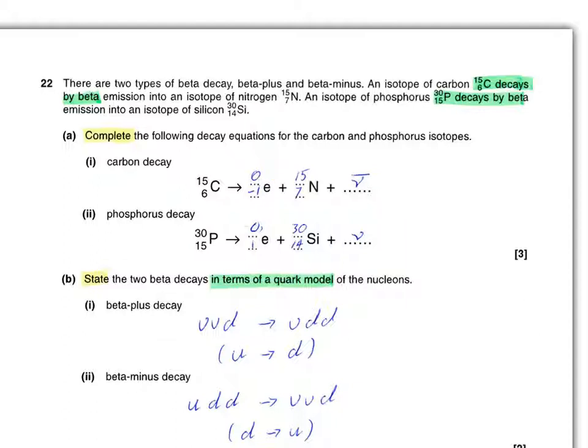And let's not forget that we've also got a neutrino in these beta decays, and because this is an electron, which is a particle, then the neutrino must be an antiparticle, so it's actually an antineutrino.